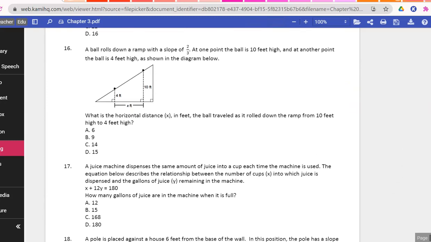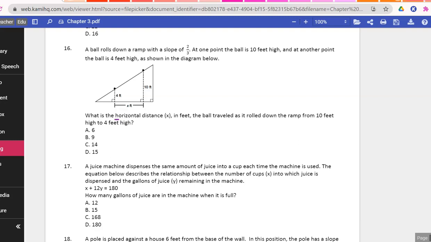Number 16 tells you a ball rolls down a ramp with a slope of 2/3. At one point, the ball is 10 feet high, and at another point, the ball is 4 feet high, as shown in the diagram below. They want to know what's the horizontal distance x in feet the ball traveled as it rolled down the ramp from 10 feet to 4 feet high. Do not just pick 6 because 10 minus 4 is 6. That is not the answer.